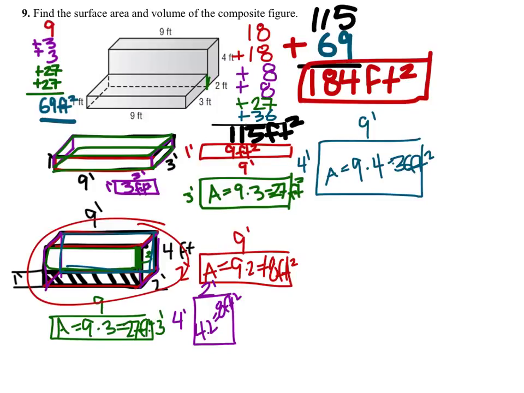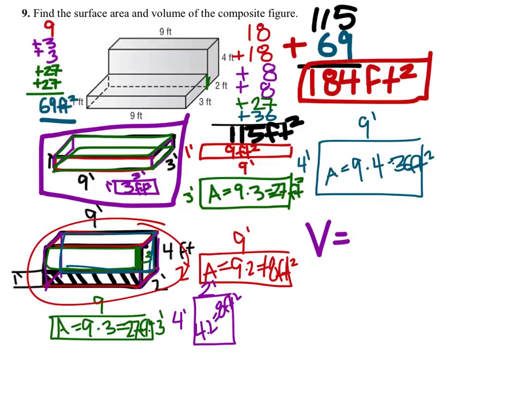With the volume, we just need to break the shape up into 2 shapes as I've done already right here. To start off, I'm going to be looking at this box right here, which would have a volume of length times width times the height, and that gives me 27. Now we need to remember with volume, this is 3-dimensional, so this is not feet squared, it's feet cubed.